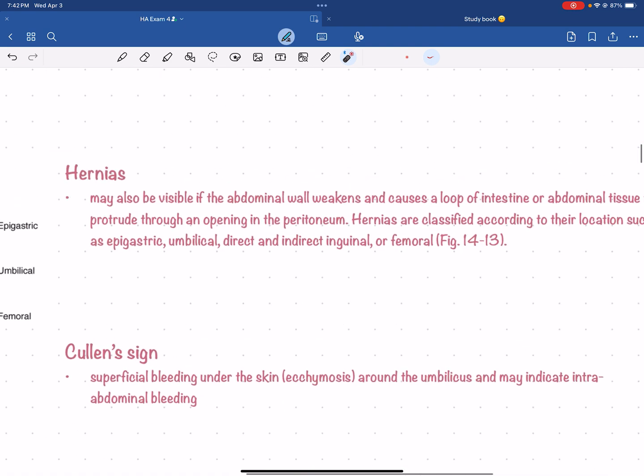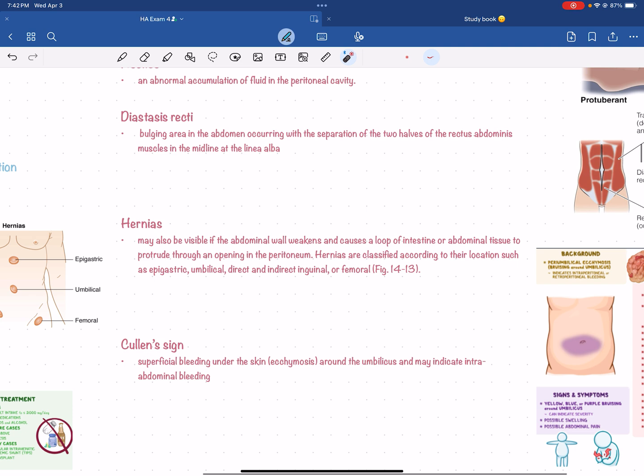We also have hernias. Hernias may be visible from abdominal wall weakness, and it causes a loop of intestines or abdominal tissue to protrude through the opening in the peritoneum. Hernias are classified according to their location, such as epigastric, umbilical, direct and indirect inguinal, or femoral.